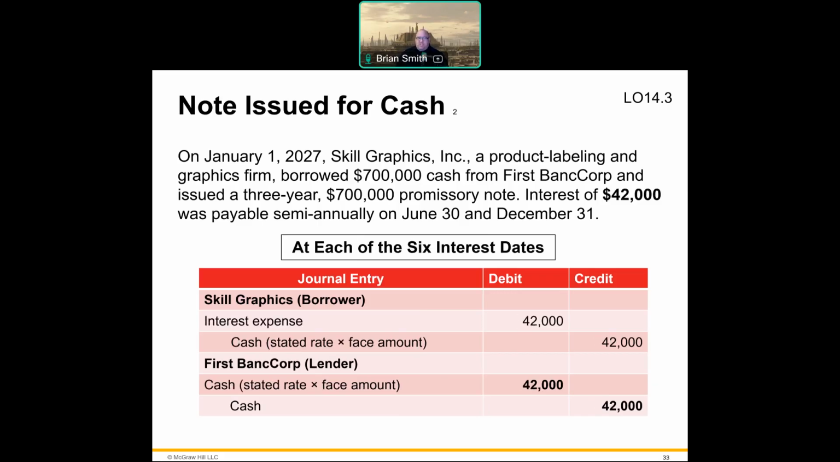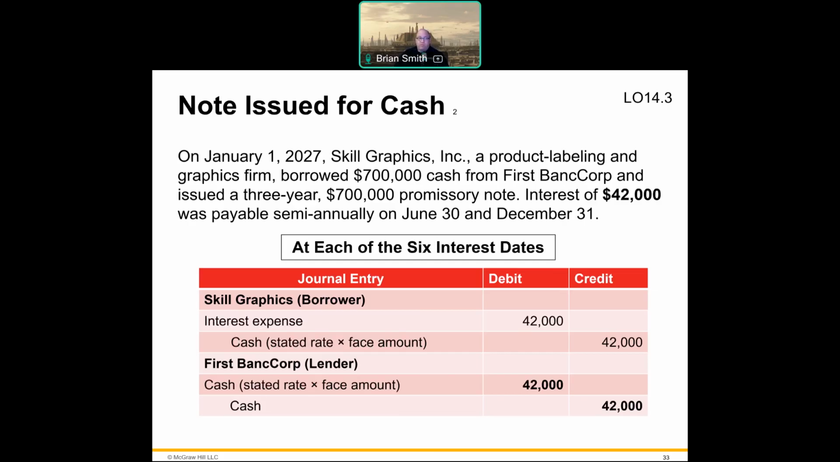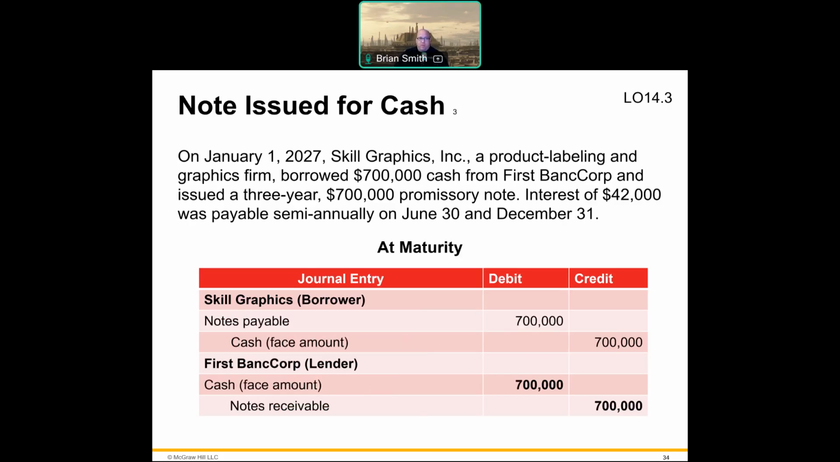At each of the 6 interest dates, in a situation where we're not paying off any of the mortgage, or the note, we're just paying the interest. Every time we have an interest expense of 42,000, 42,000, 42,000. Sorry, I don't know where I got 72. Then at maturity, you pay off the note amount and you're done. It's kind of like a bond.